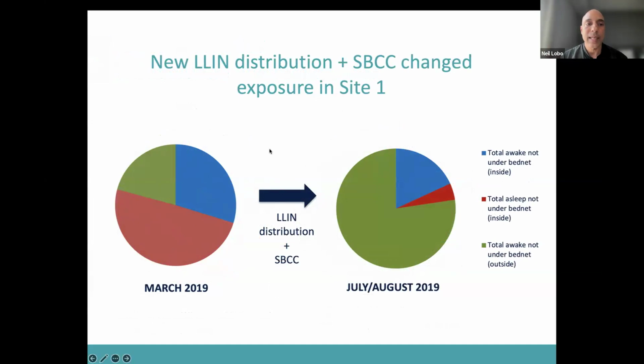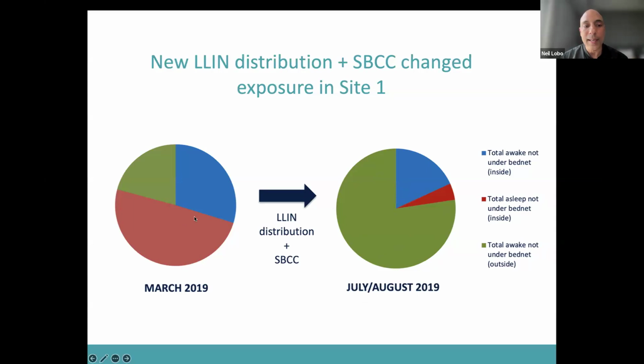And what they did is they did bed net distribution plus social behavior change communication. So they asked the communities, they told them, look, this is our data. This is where you're being exposed to malaria. If you use these bed nets that we're giving you, your exposure will go down. And this is what happened in July to August 2019. How many months is that? March, April, May, June, July. 4 or 5 months later, the exposure to mosquitoes went down hugely and changed at site 1.